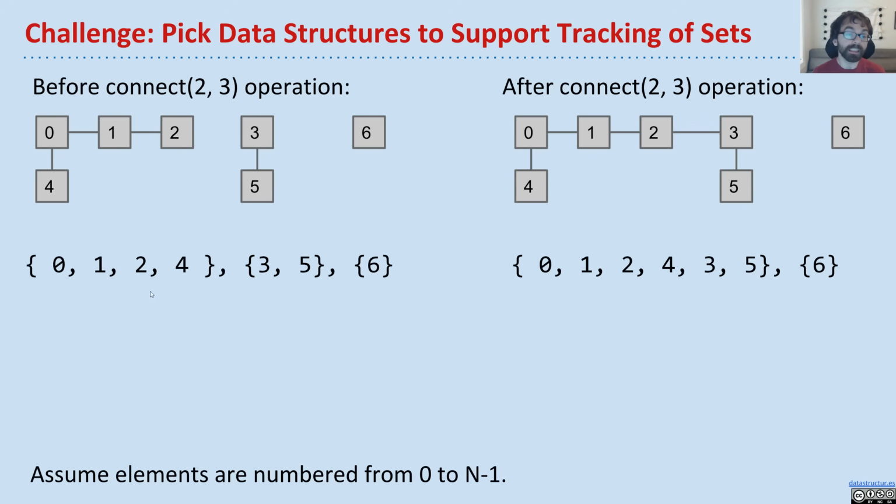Our next big challenge is to figure out what sort of underlying abstraction we can use to track set membership. What I mean by that is, let's say we have the universe in the current state. 0, 1, 2, and 4 are all one set, 3 and 5 are in the same set, and 6 is in a set by itself. What instance variables will your data structure have to keep track of who is in which set?